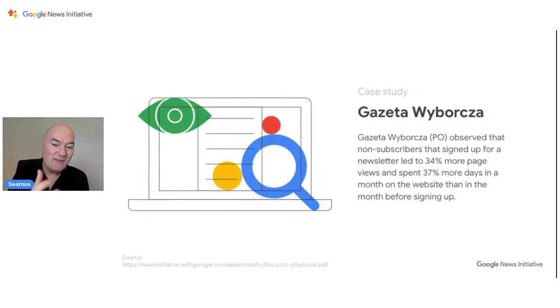Really they noticed that non-subscribers signing up for a newsletter actually led to a 34% increase in page views. And those people were spending 37% more days in a month on the website. This is compared to the month before. So before signing up, these people are spending more time, in terms of days in the month, and it's overall leading to this increase in page views. We'll look more at this in a moment.